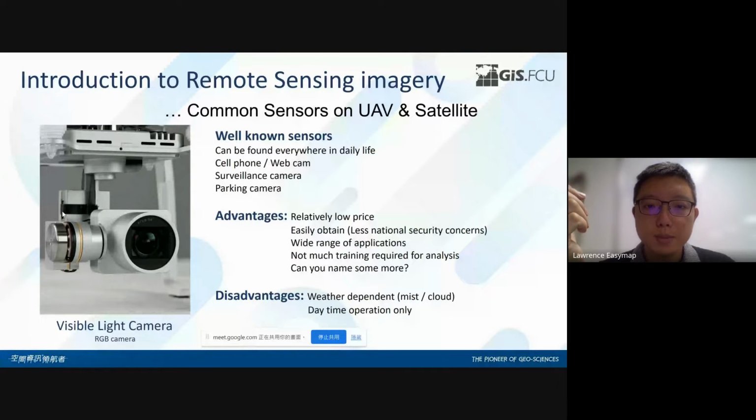However, there are also some disadvantages of such camera sensors. For example, it is heavily weather dependent. What does it mean? It means that it highly depends on the weather situation. If it is a rainy day or a cloudy day, you cannot get a good picture with the visible light camera. Also, because you need the light from the sun, it is limited to daytime operation only.